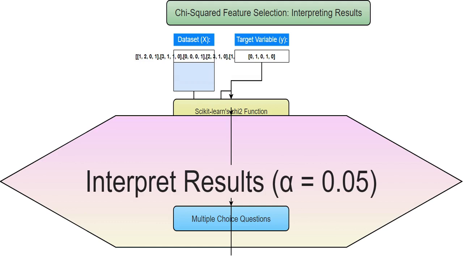chance. I'll use a significance level, alpha, of 0.05. This means I will consider a relationship statistically significant only if the p-value is less than 0.05. It's like setting a threshold. If the p-value falls below that line, I'll conclude there is evidence of a relationship between the feature and the target. Otherwise, I won't. The lower the p-value, the stronger the evidence.